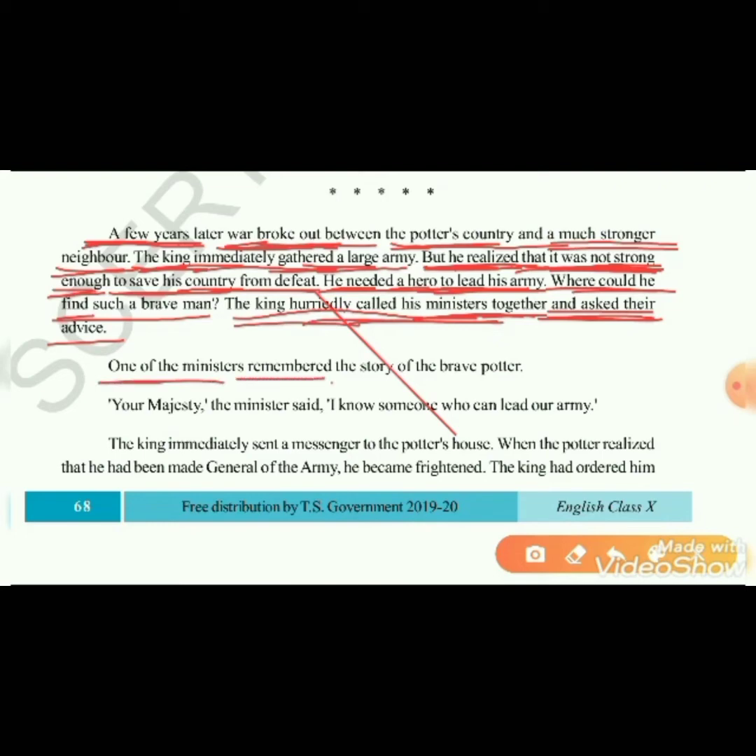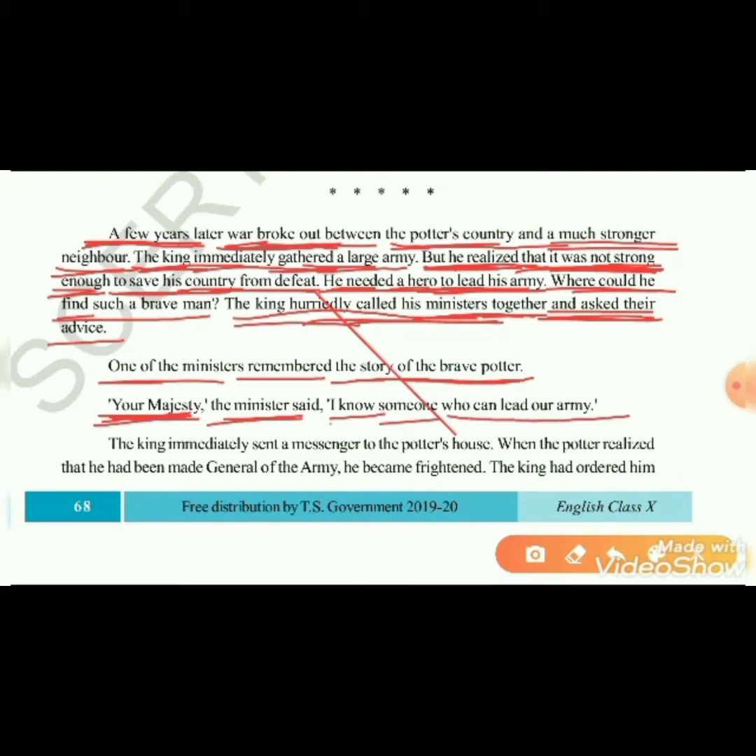Now, among the ministers, one minister started talking. One of the ministers. When you write this, you must use a plural noun: one of the pens, one of the watches, one of the classes, one of the students, one of the birds, one of the animals. Likewise, one of the ministers means among the ministers, one minister. So one of the ministers remembered the story of the brave potter.